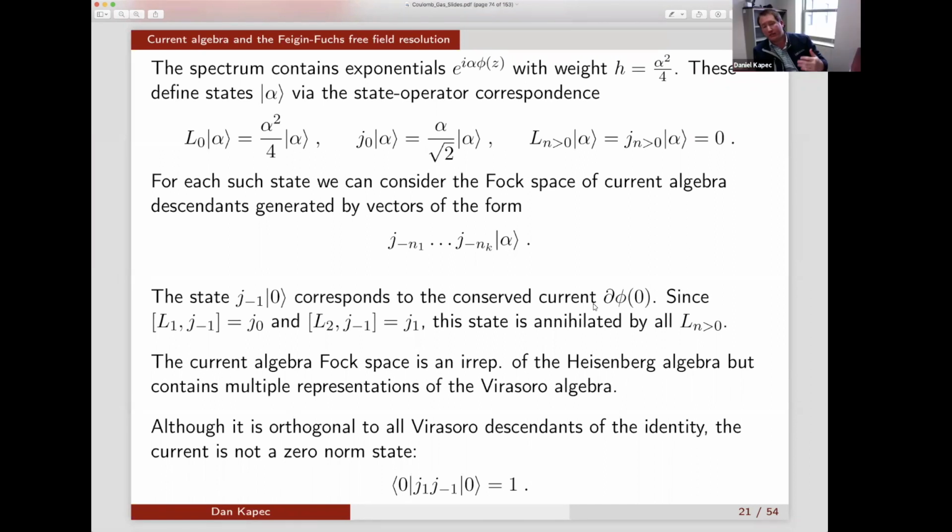Okay, so the Fock space is an irreducible representation of the Heisenberg algebra, but it contains multiple representations of the Virasoro algebra. Obviously, there's nothing wrong with this level 1 descendant. It doesn't have 0 norm, but it is annihilated by all of the positive L_m's.